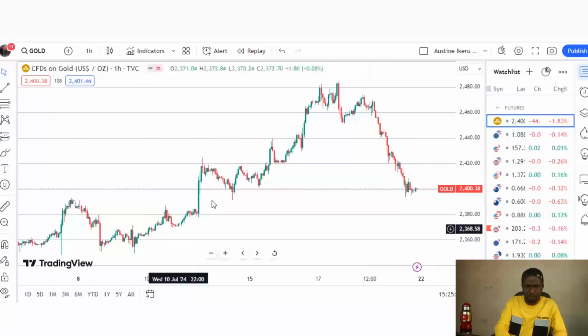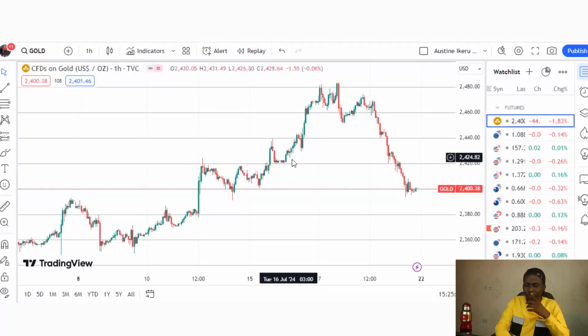So pay clear attention. So now that we have explained everything about the moving average, how the strategy works, and how you can implement it, we are now going straight to the TradingView for the practical aspect, where I will show you how you can trade with this moving average trading strategy. So we head straight to the TradingView. So this is the TradingView.